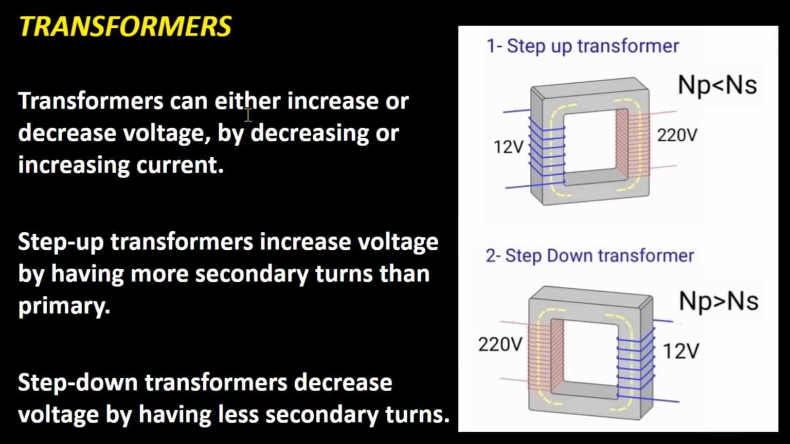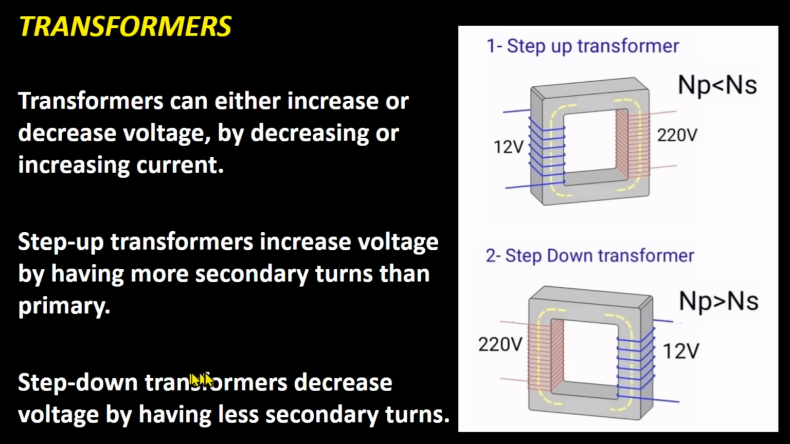Transformers can either increase or decrease voltage. They do this by decreasing or increasing current, so it kind of trades one for the other. Step-up transformers increase voltage by having more secondary turns than primary turns. So from here we can see that the primary voltage is 12 volts, but the secondary voltage is 220 volts, which means that it has been increased. This is because the number of primary turns is less than the number of secondary turns.